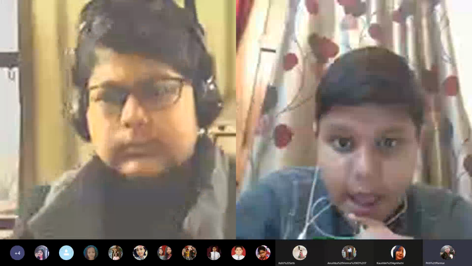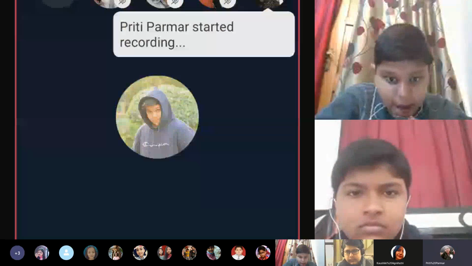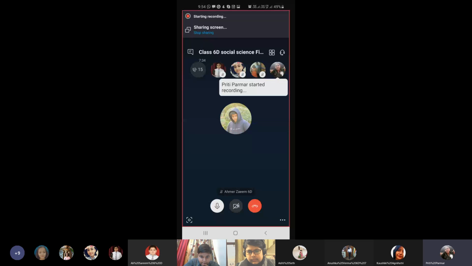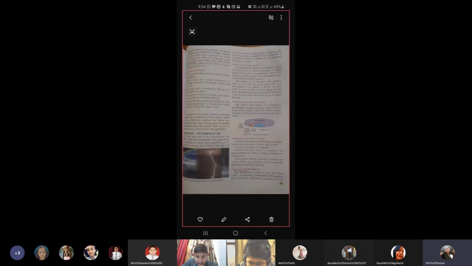Let us quickly begin with the continuation of the chapter, Major Domains of the Earth, where we're going to begin the layers of atmosphere. It's down the last three lines. The atmosphere is divided into five main layers: troposphere, stratosphere, mesosphere, and thermosphere. Please underline them, and you are needed to know them, including ionosphere and exosphere.